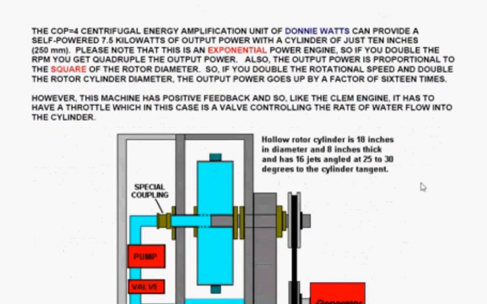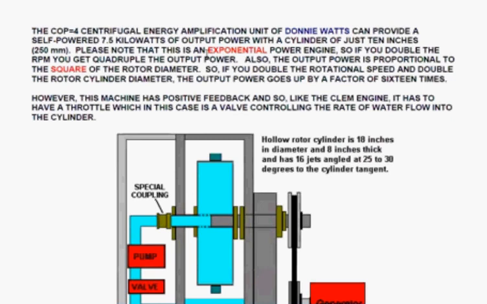A system like that, which is much more powerful, is a simplified version of a difficult device to make, which is a tapered conical device. This one here, though, has a COP of 4. It's produced by Donny Watts, but it's one that's easy to build. It's self-powered, and you can typically get 7.5 kilowatts of power from a tiny rotor of just 250 millimeters, which is 10 inches. But this is an exponential power engine.